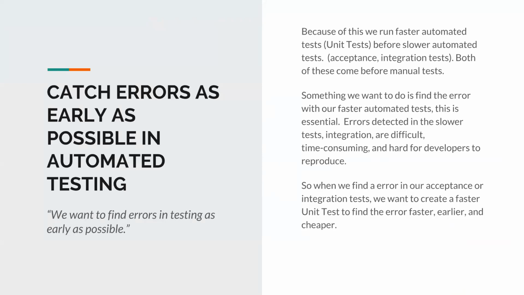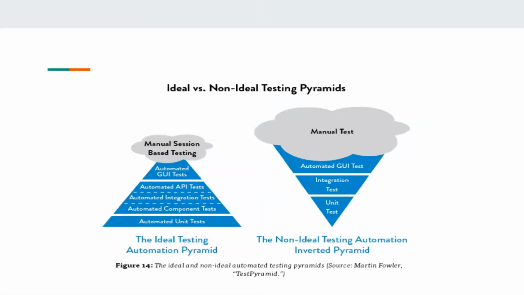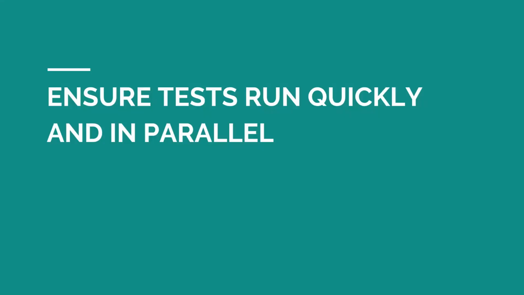Errors detected in the slower tests, like integration and acceptance, are very time consuming and hard for developers to work with and reproduce. So when we find those errors in our slower automated tests like acceptance and integration, we want to create a faster unit test to find those errors faster, earlier, and cheaper. And this picture right here is just ideal versus non-ideal, shown in a pyramid. You can see that in the ideal testing, all the pyramid tiles are automated and you do manual sessions last. In the non-ideal, you're doing your slowest ones first, the manual, and then you're doing the faster ones. So we just try to avoid that.